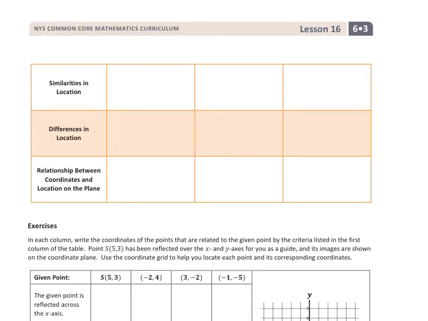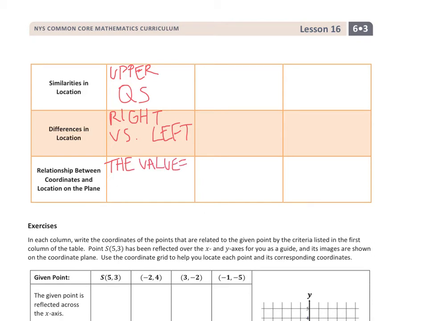So now the similarities in location. Well, the similarities in location, they're both going to be on the top half of the graph, right? So in the upper quadrants, quadrants 1 and 4. Upper, can I put upper Q's? Yeah, you guys will know what I'm talking about. Differences in location. One's on the right. So I'm going to say right side versus left. And so the relationship between the coordinates and the location on the coordinate plane, the value of the coordinates determines the quadrant. Value equals quadrant.